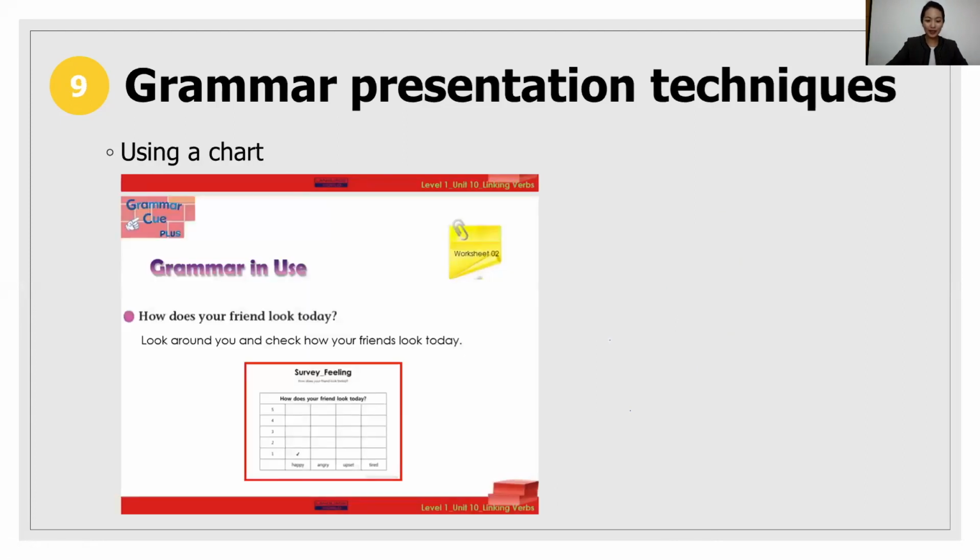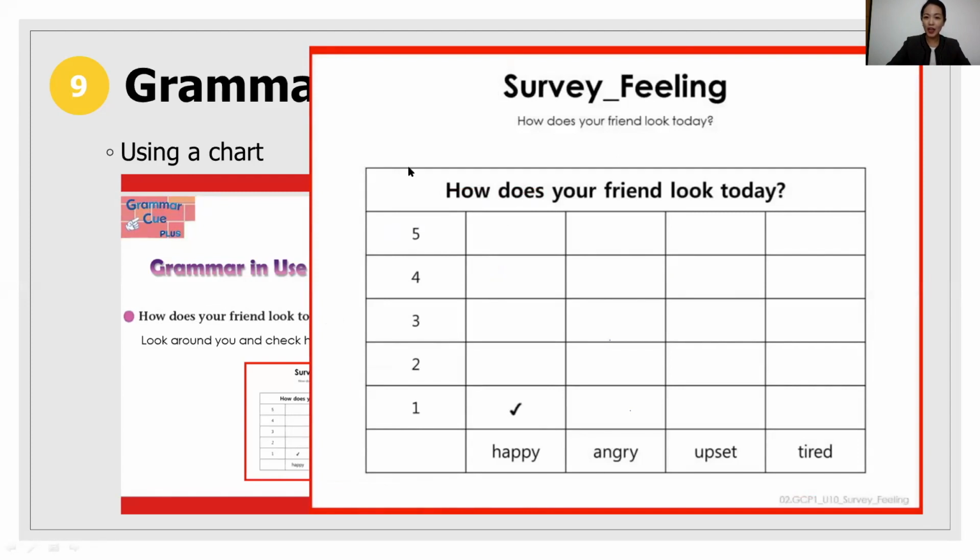All right, now the next one is using a chart. Yes, in here, the question is, how does your friend look today? So using a survey, you need some time. So if you have some time left after teaching grammar, you can use these kinds of activities. So look around and check this, yes, for your students. Or you can write down the name in here, instead of the numbers 1, 2, 3, 4, 5. So write the name and check it.